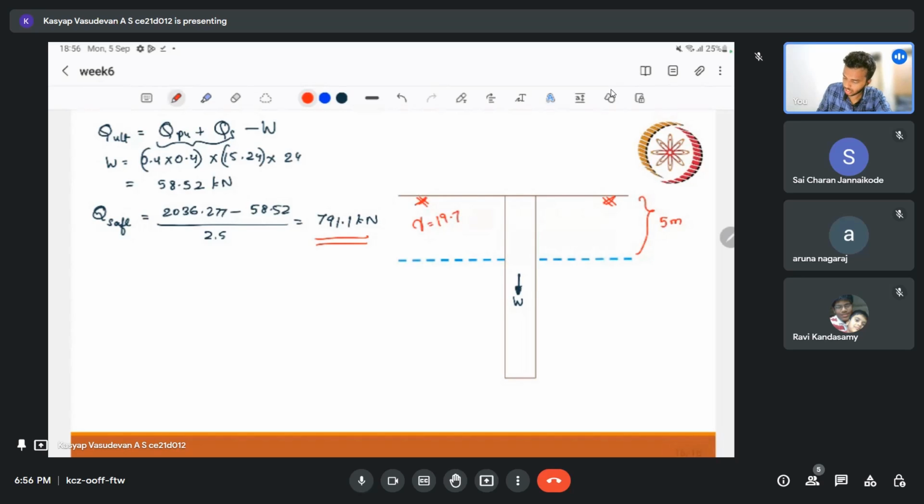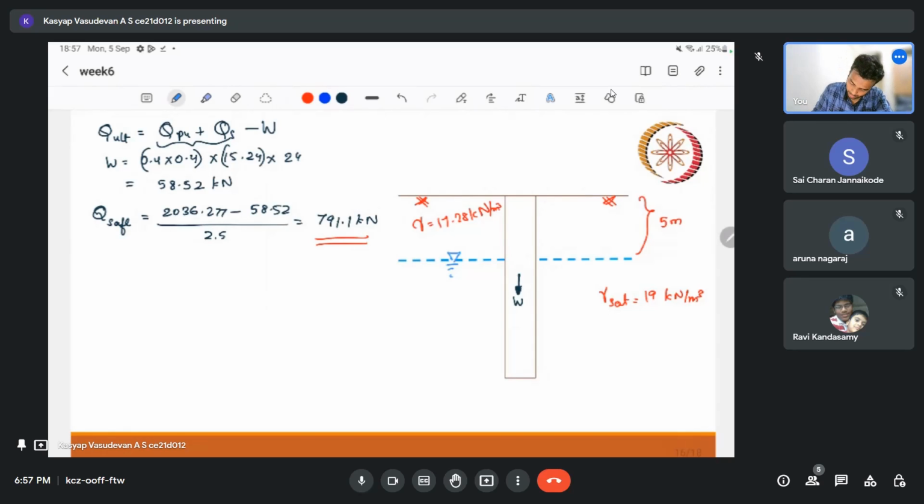Sorry, this was not 19.7, this was 17.28. 17.28, 19.7, that was in the previous question. And let us assume that this saturated unit weight is equal to, let us say, 19 kilonewton per meter cubed. So if we have a water table, what will happen? By intuition we know that since we have added a water table, the capacity will decrease. So let us just see how it decreases.